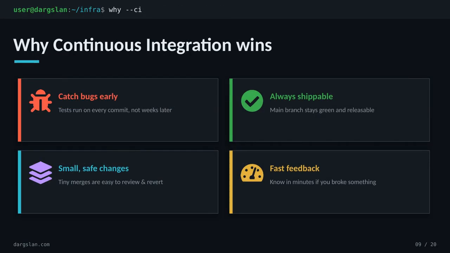So why go through all this trouble to set up CI in the first place? 4 big payoffs. You catch bugs early because tests run on every single commit instead of piling up for weeks. Your main branch stays green, meaning you could ship it at any moment. Changes stay small and safe. Tiny merges are easy to review and easy to revert if something slips through. And the feedback is fast, minutes, not days, before you know whether you broke something.